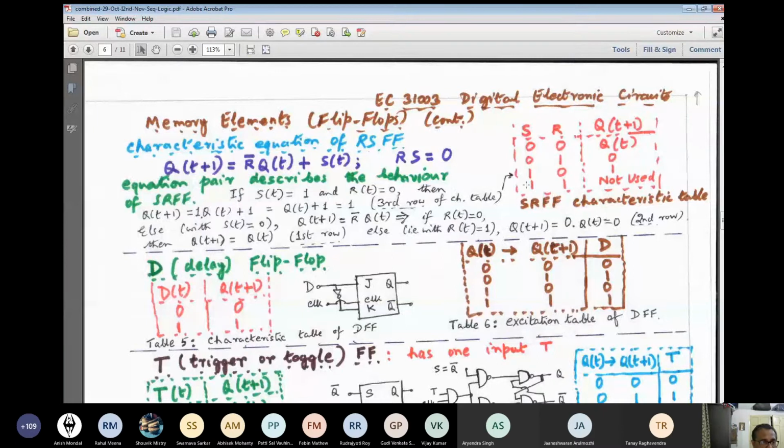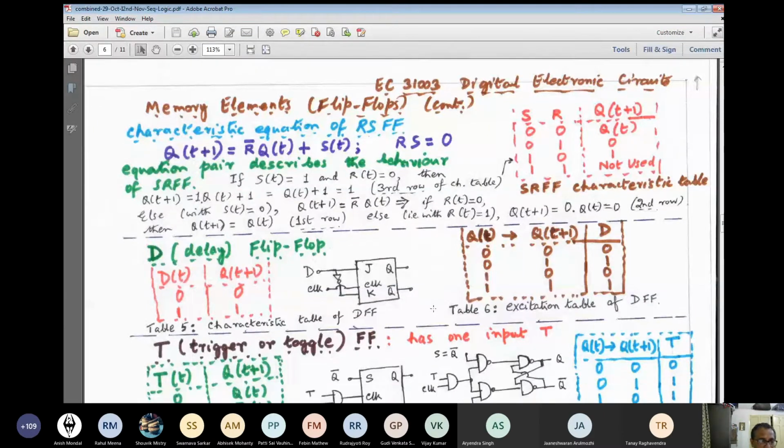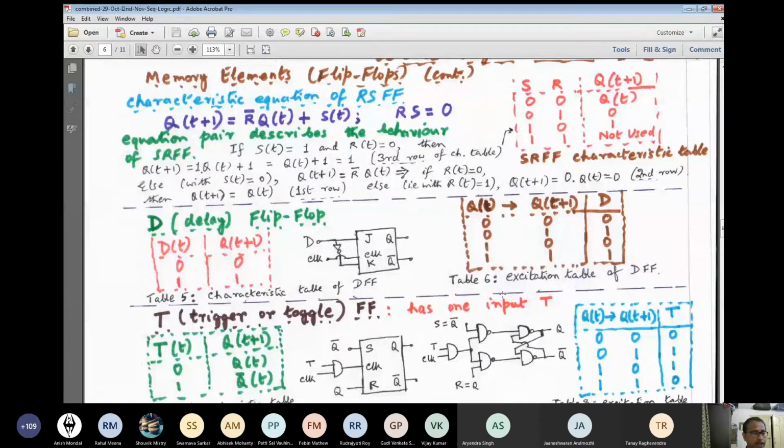Now come to the function table and excitation table of the delay or D flip-flop. The characteristic table is very simple. You have only one excitation input, namely D. So just two rows. If D is 0 at present, the next output will be 0. It will be reflecting the present input. Similarly, if D is 1 prior to the positive edge of the clock, then Q(t+1) will be 1. And simply from the JK flip-flop, if we put an inverter, the JK flip-flop will transform itself to a D flip-flop.